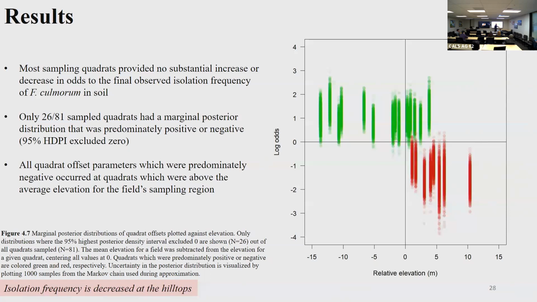Now, what's interesting is that all of the ones where there was a decreased odds in isolating Fusarium comorum, they all occurred at the higher points within the field. And that's sort of known because yields are also lower up there. It gets drier up there quicker. That's what's getting observed. That's a nice little aside just from mining through everything that happened.